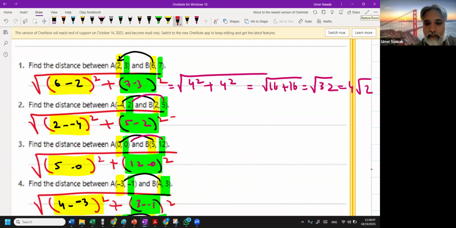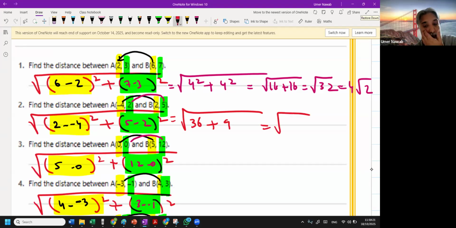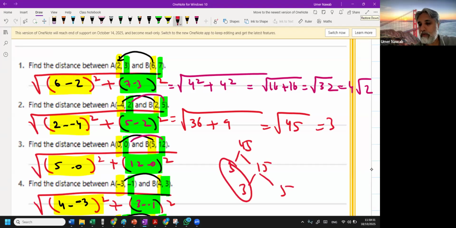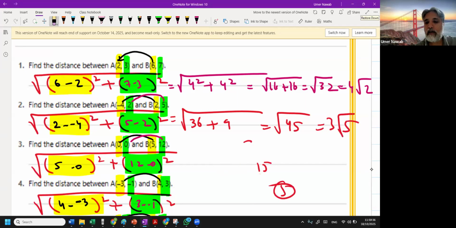Now, next is, what is 4 minus minus 2? So it makes it plus. So 2 plus 4 is 6. 6 squared is 36. And 5 minus 2 is 3. 3 squared is 9. I'm going to write it. 36 plus 9 is going to give me 45. Can I do the prime factorization? 45, 3, 15, 3, 5. I have a pair. I'm going to write 3 only outside, and inside I'm going to write this 5. So 3 square root of 5 is the simplest form of square root of 45.